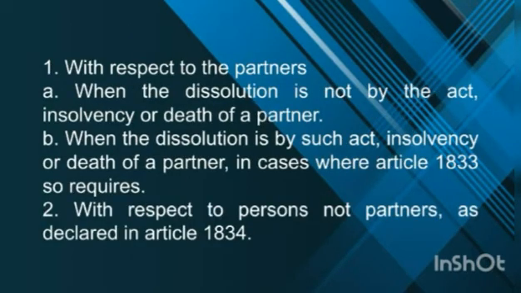With respect to the partners, if the dissolution is not by the act, insolvency, or death of a partner, the authority to bind another transaction is immediately terminated. When the dissolution is by act, insolvency, or death, termination of authority will depend on the knowledge or notice of the dissolution. With respect to persons not partners, as declared in Article 1834, without the knowledge of termination of authority, the innocent partner can recover from the acting partner.